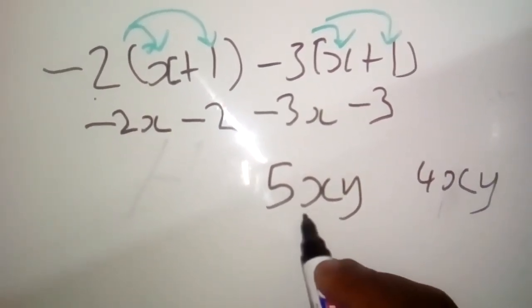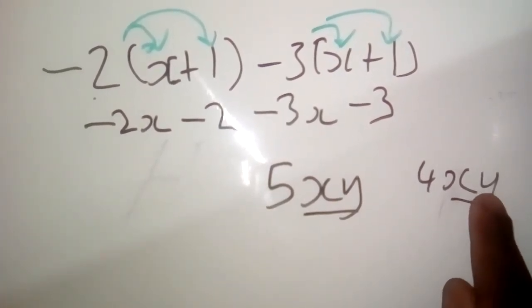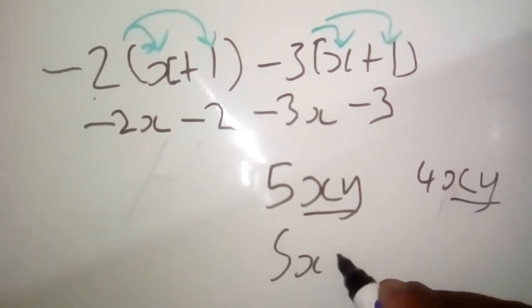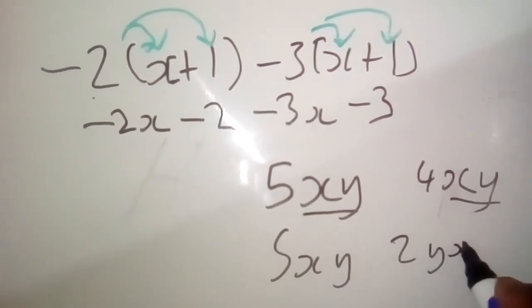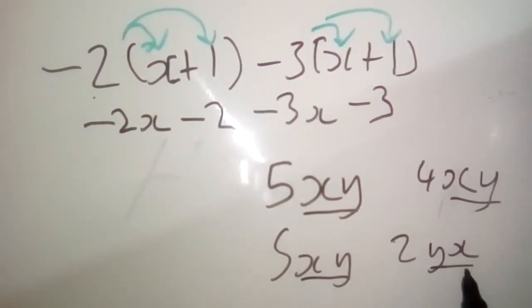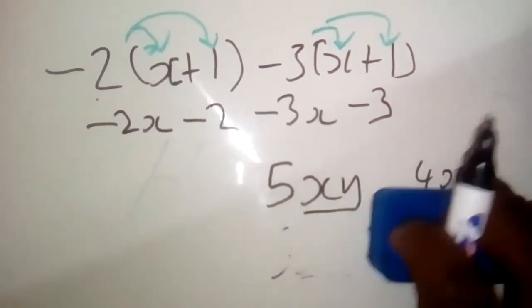These are like terms because they have exactly the same letters, right? Even if the order is different, it's still the same thing. For instance, if we have 5xy and maybe 2yx, because the letters are exactly the same, the order doesn't matter, so it's still like terms, so we can just rearrange it in alphabetical order and add them.